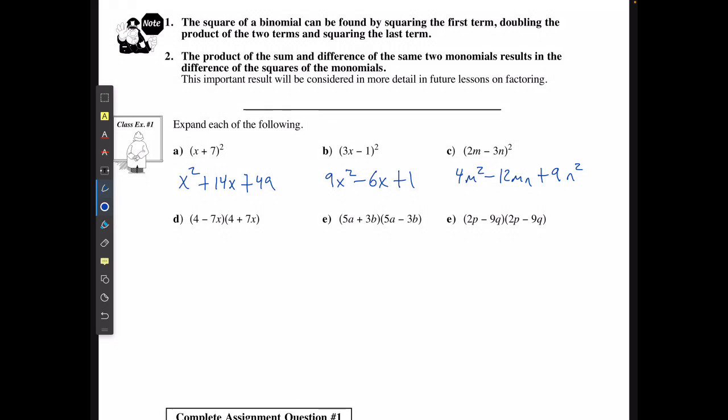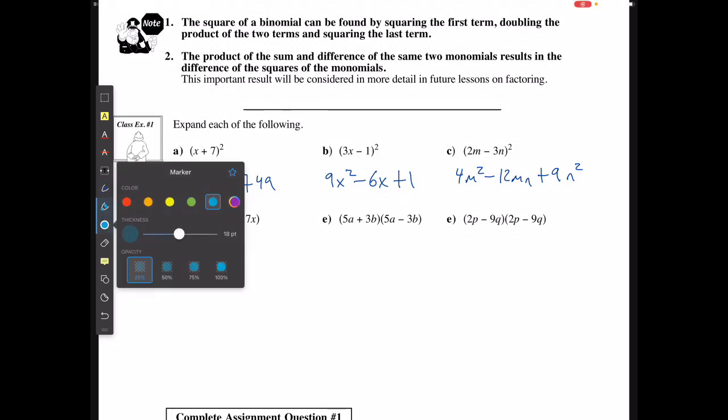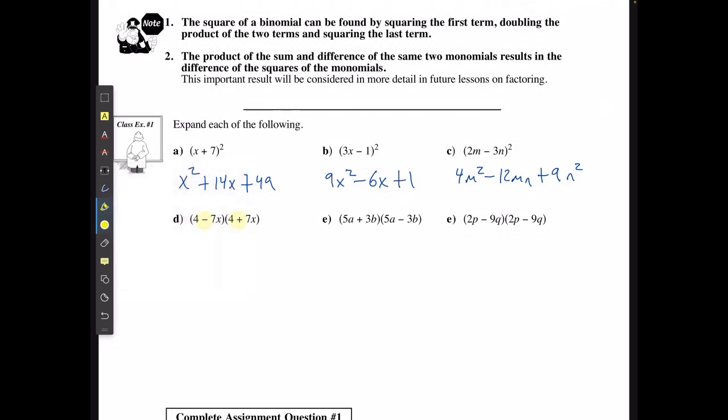For example D, this is where I see a case of that minus and plus again, or like with E, plus and minus. This means that because they're the same values, 4 and 7x, but one is positive, one is negative, it should multiply out to make a binomial. So then I would take the first one squared, 4 squared is 16, and subtract from that the second one squared, 7x squared is going to be 49x squared.